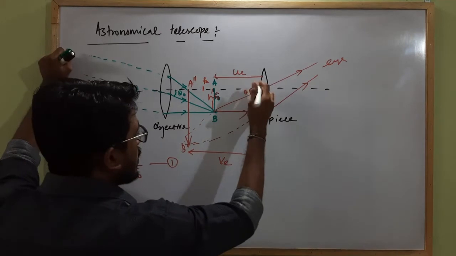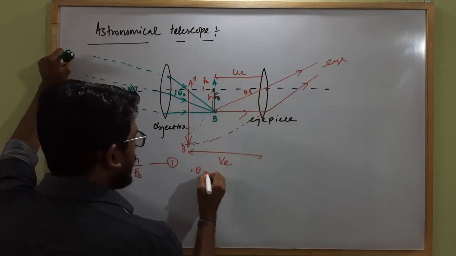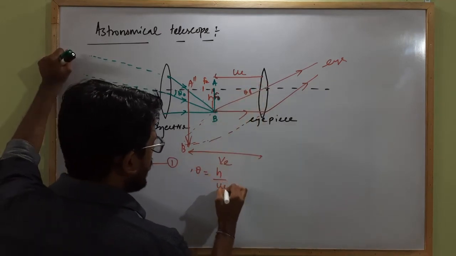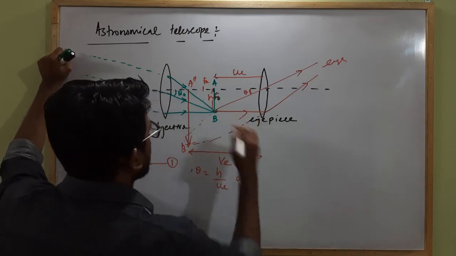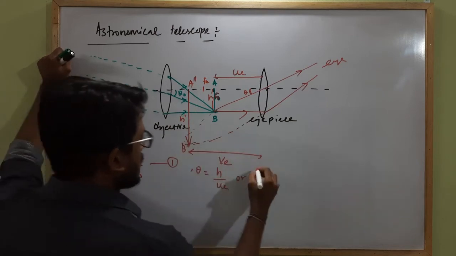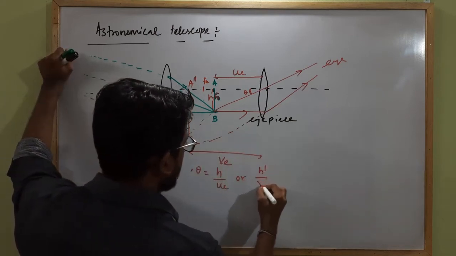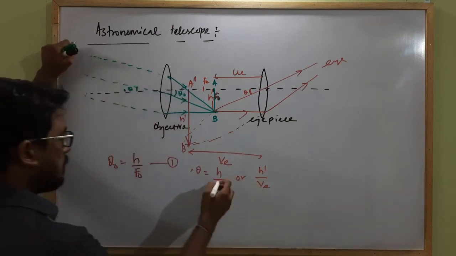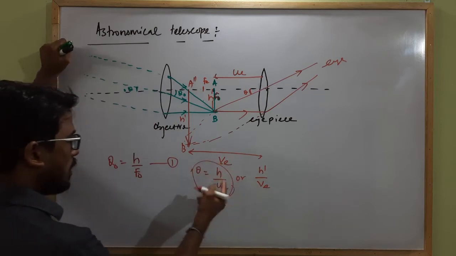Similarly, what is the value of theta? So for theta we can write theta equal to how much? H divided by UE. Or theta equal to, if A double dash B double dash is taken as H dash, it can be written as H dash divided by VE. So for simplification I am taking theta equal to H by UE.